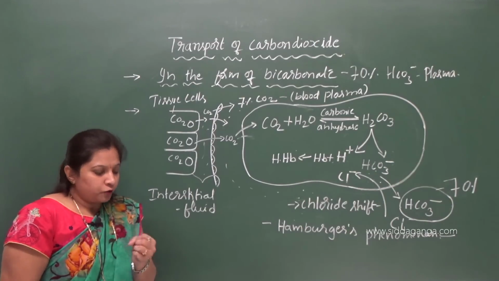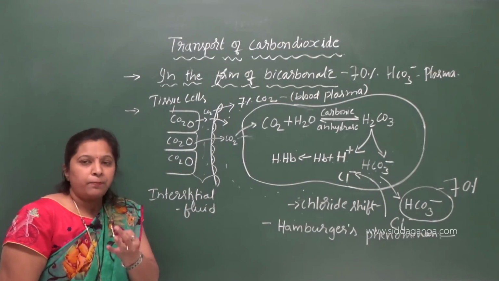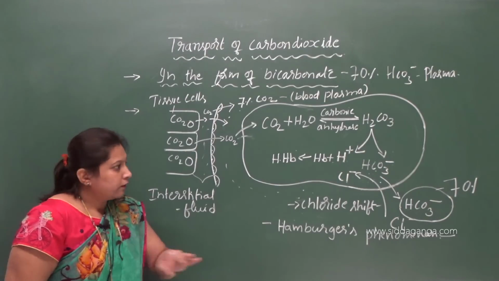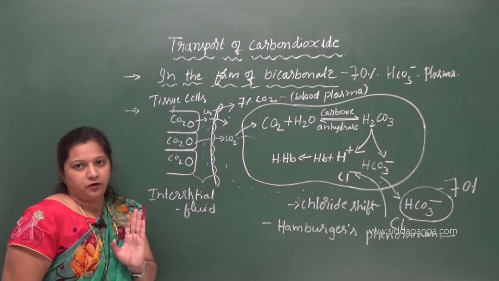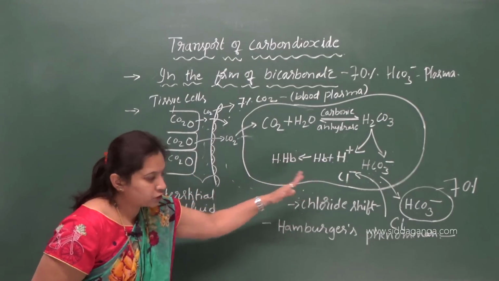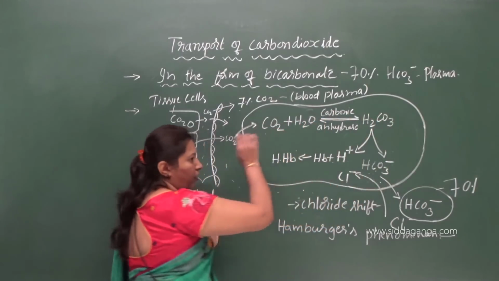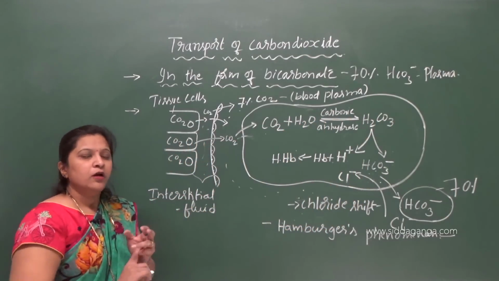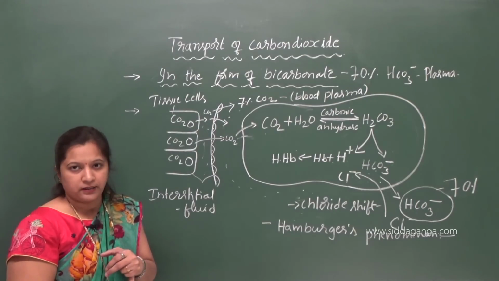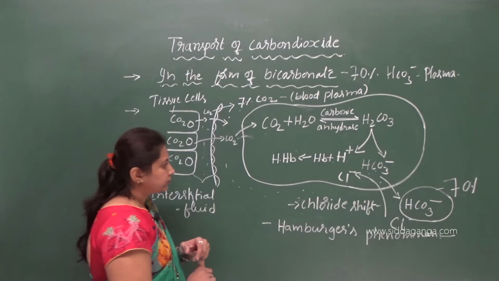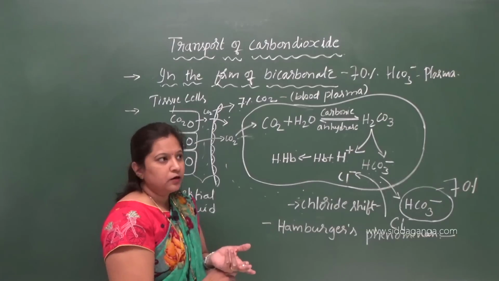So it is due to the low partial pressure of carbon dioxide and high partial pressure of oxygen, the entire process gets reversed at the alveolar site. So what has happened at the tissue level? This entire process gets reversed at the alveolar site because of high partial pressure of oxygen and low partial pressure of carbon dioxide.